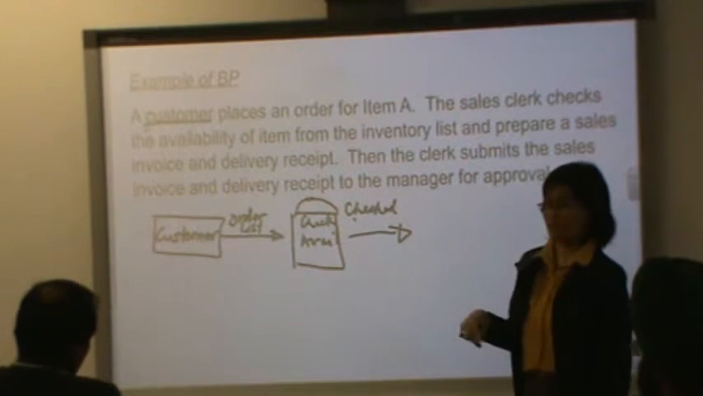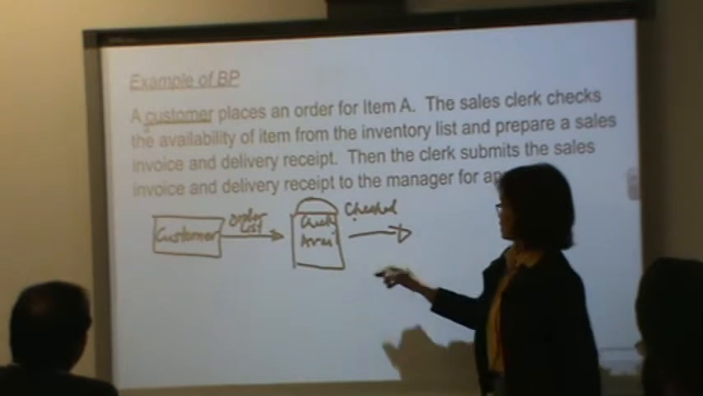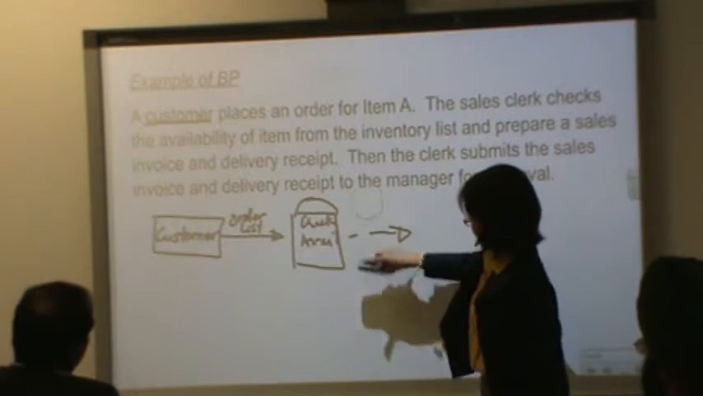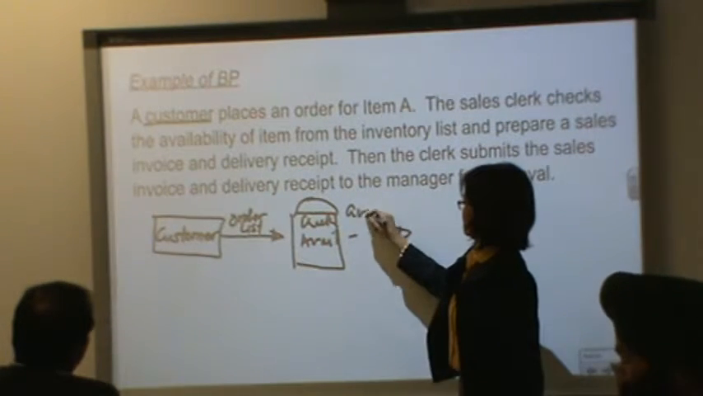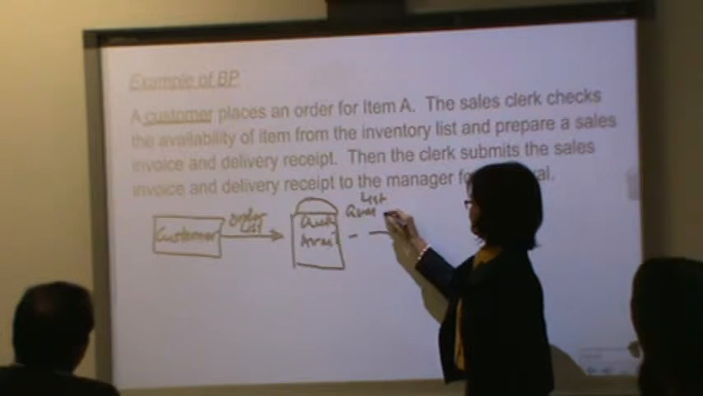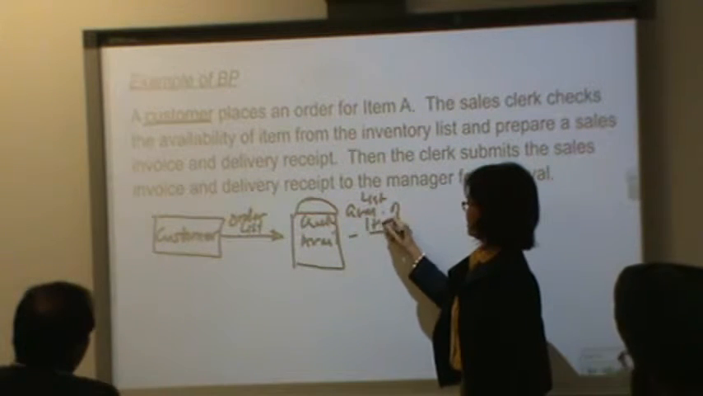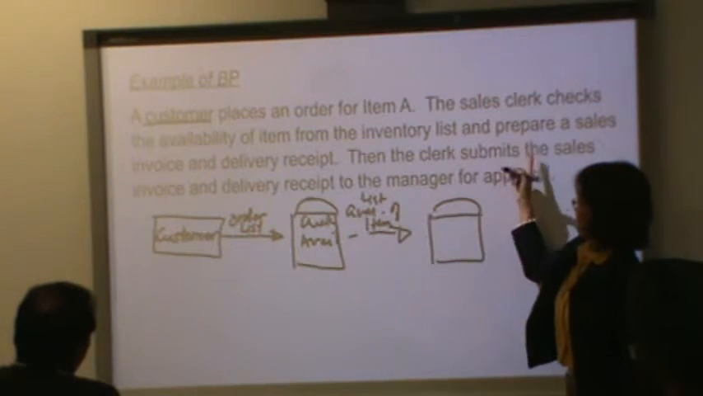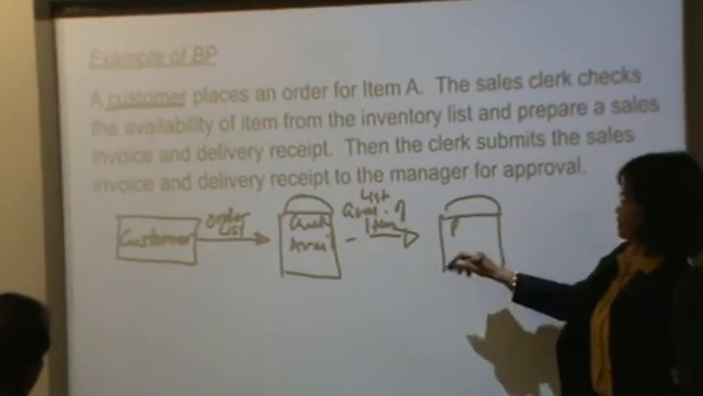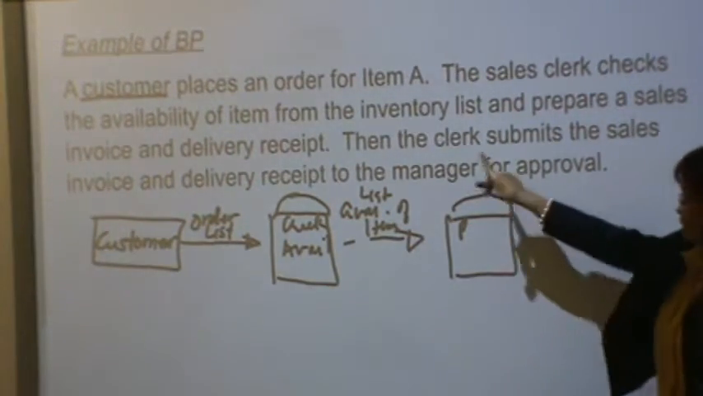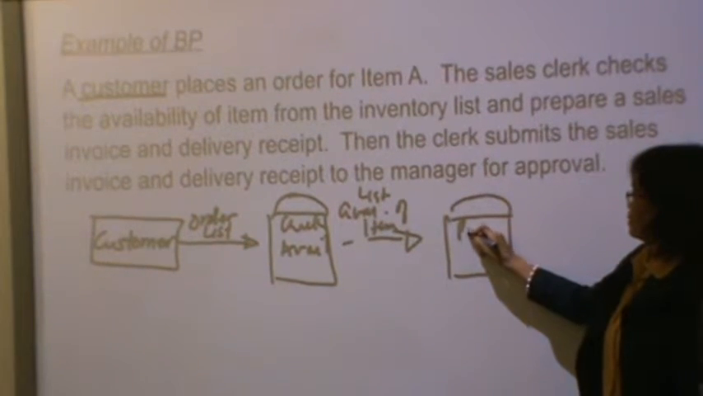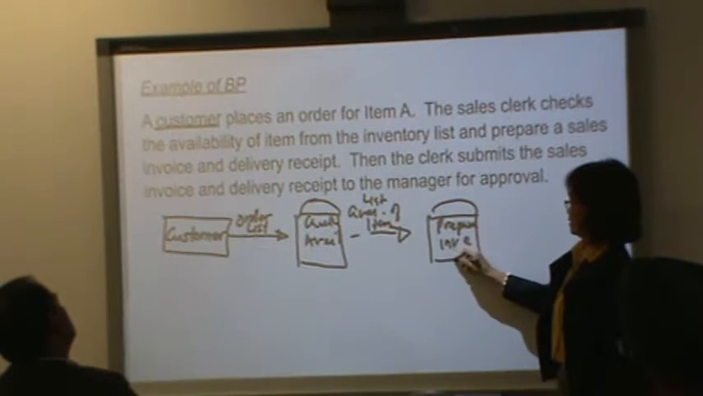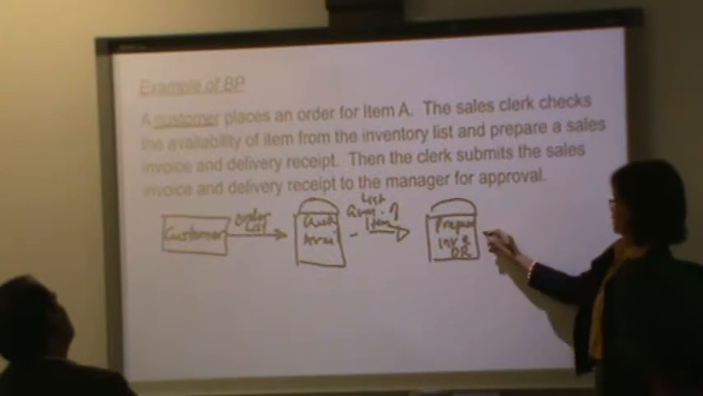Right? Because after checking if it is available, then it will go up. So, checked, or you say list of available items, right? This is information already. Then what comes next? Sales invoice. Yes. Another process, because the next process is list and prepare sales invoice and delivery list, the invoice and DR. You get it? Yes. What comes out of that?